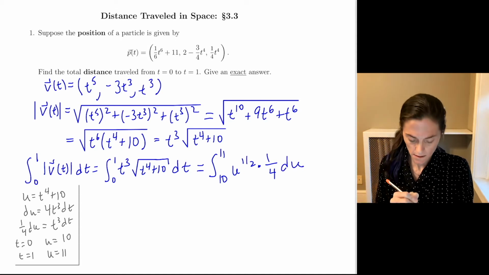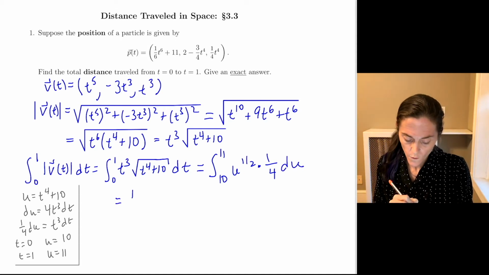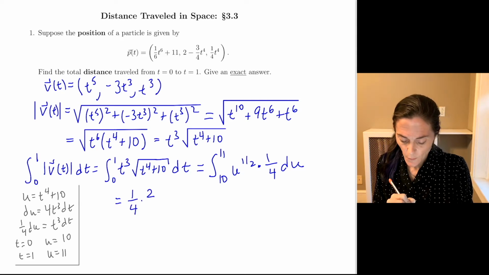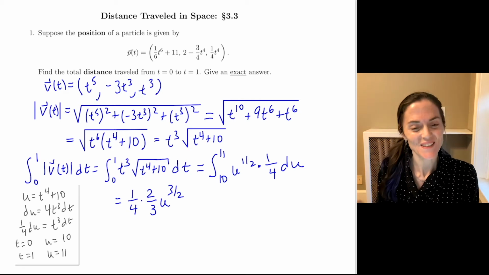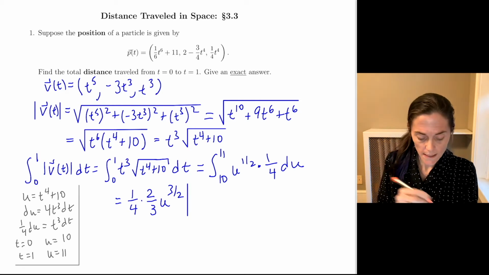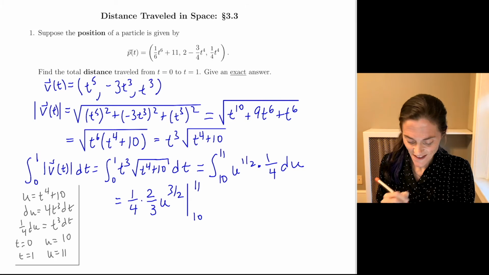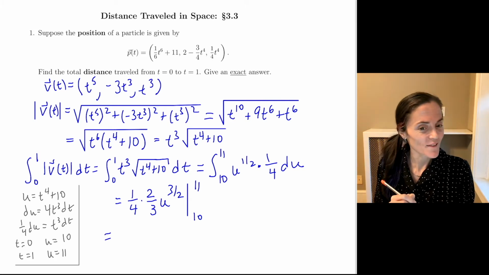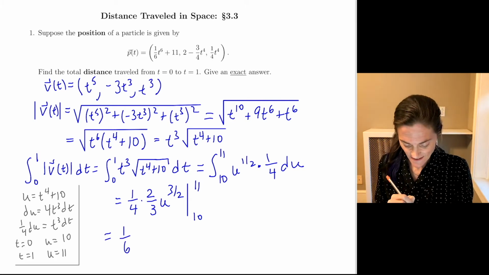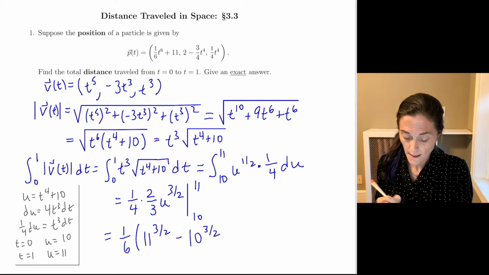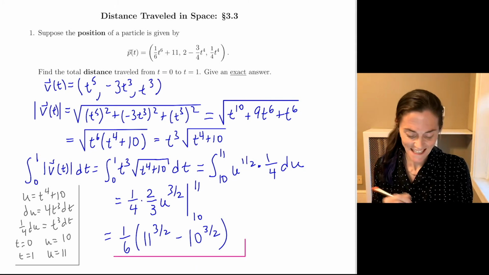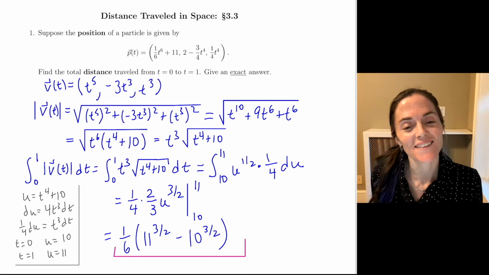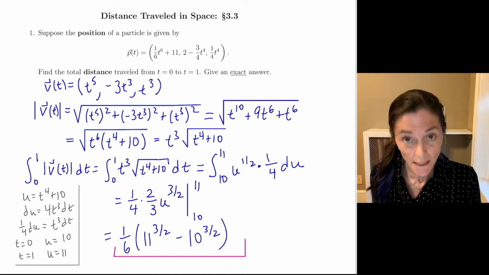I'm ready to integrate. So I have the 1/4 as the constant. When I add a power and divide by the higher power, I have u to the 3/2 times 2/3. And then we evaluate between 10 and 11. So the constant out in front here is 1/6. And then I have 11 to the 3/2 minus 10 to the 3/2. This is exact, but we leave it like this based on the directions. So this is the total distance traveled of this particle from t equals 0 to t equals 1.